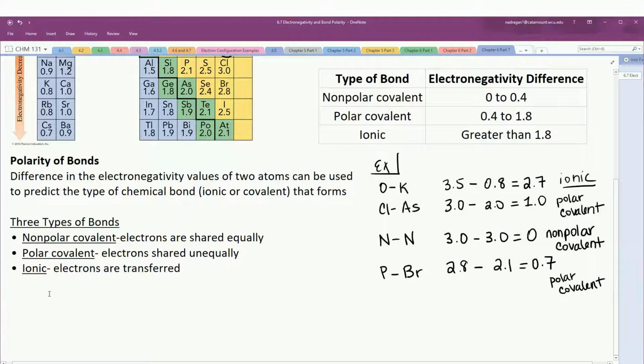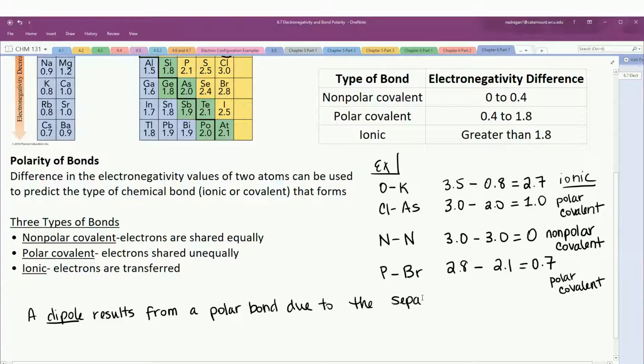All right. When you have a polar bond, something called a dipole results from a polar bond due to the separation of charges.